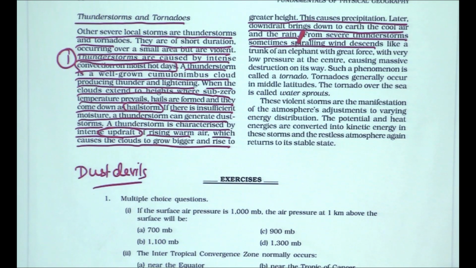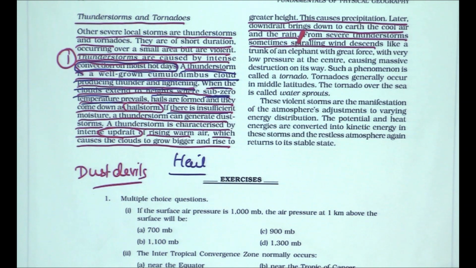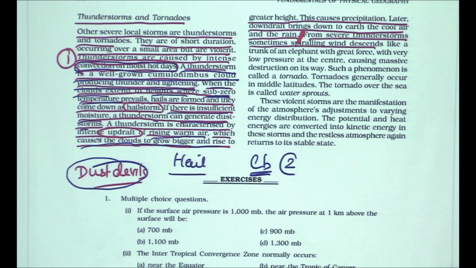Reading it again. Thunderstorms are caused by intense convection on moist hot days. A thunderstorm is a well-grown cumulonimbus cloud producing thunder and lightning. When the cloud extends to the height where sub-zero temperature is there, there can be hail. If there is insufficient moisture, the thunderstorm can generate dust storms. The thunderstorm is characterized by intense updraft of rising warm air, which causes the cloud to grow bigger and rise to greater height. Cumulonimbus cloud. Stage number 2.